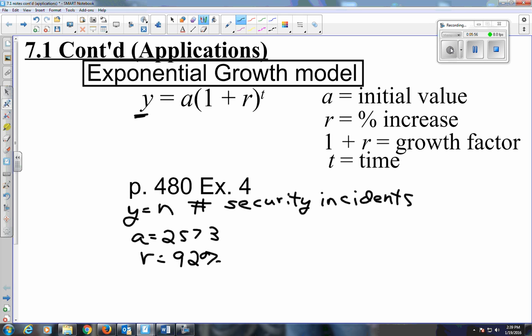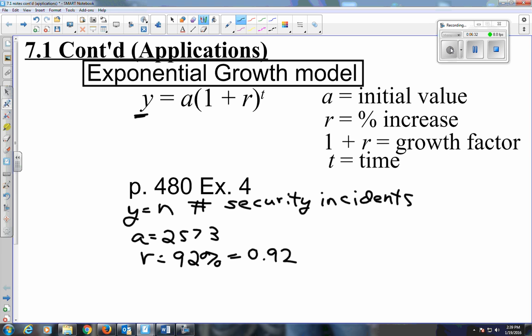Now, we aren't going to write it just as 92. We're going to write it as a decimal. Remember that 92% is 92 divided by 100, so I move my decimal 2 places to the left. That's 0.92. The growth factor we're going to figure in a minute. We don't have to actually identify that one. My time, t, is going to be one of my variables. So I'm ready to write my equation.